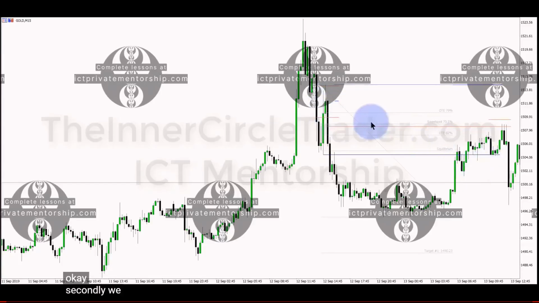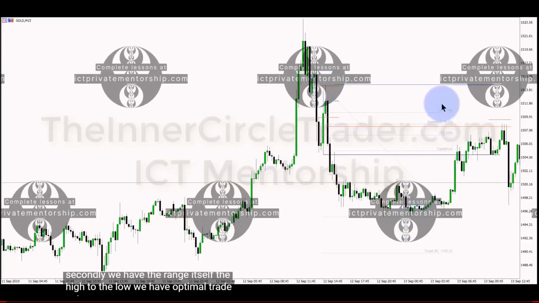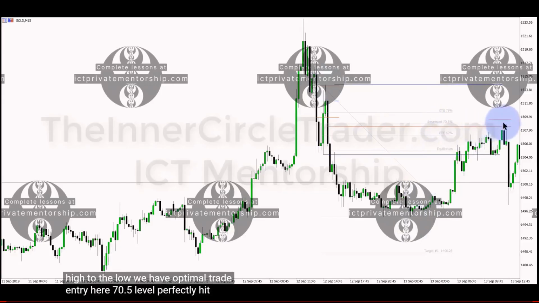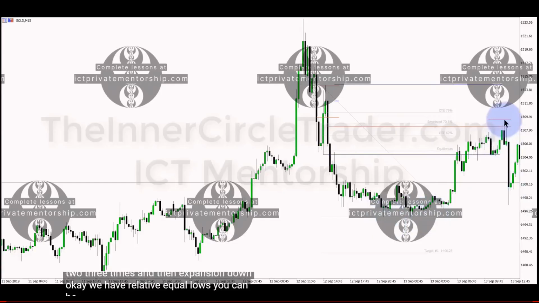Secondly, we have the range itself, the high to the low. We have optimal trade entry here, 70.5 level. Perfectly hit here. 2, 3 times and then expansion down. Okay. We have relative equal lows. You can be a seller here and buy it back below these equal lows.